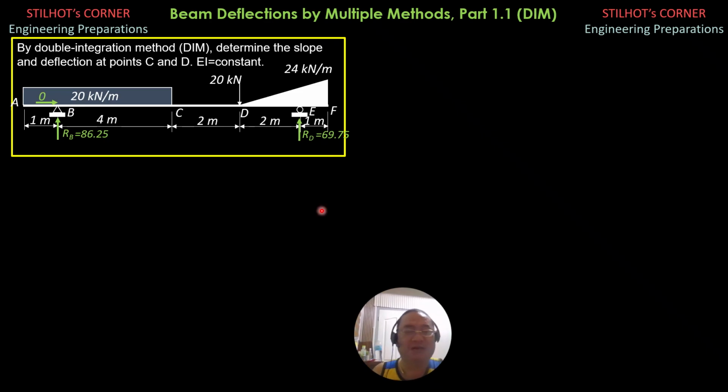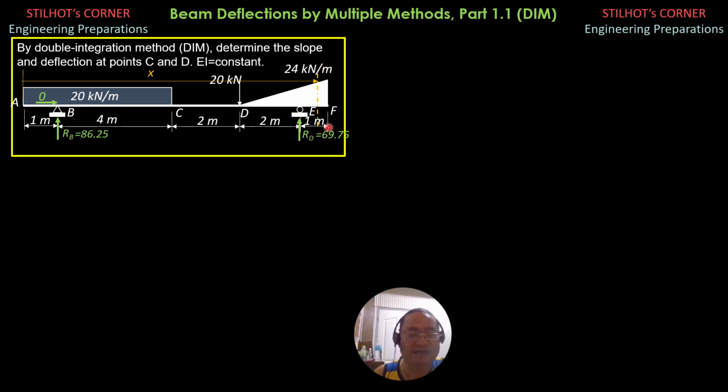So of course, that's your contribution or part because this is an indeterminate beam, and it is expected of you that you can analyze the reactions. So these are the reactions. If you cannot solve it, solve the reactions again. So this is our sectioning.